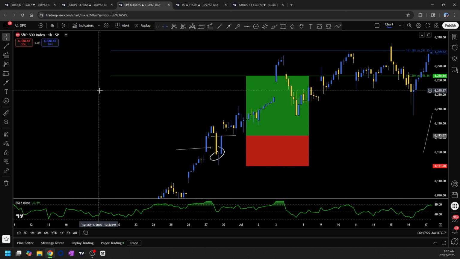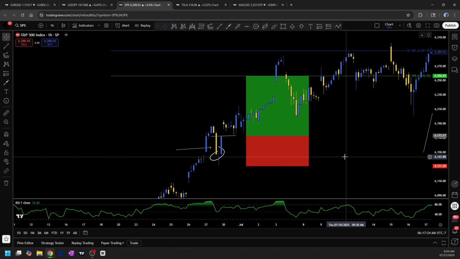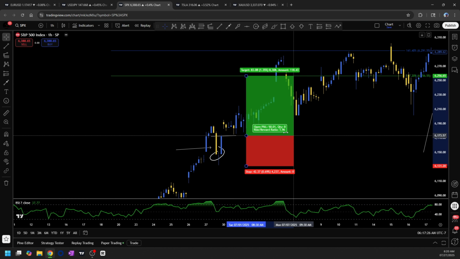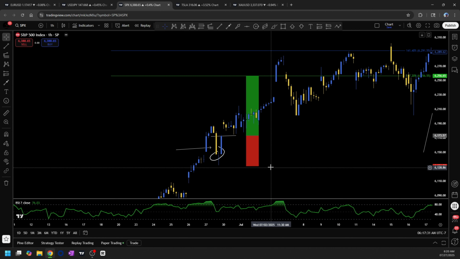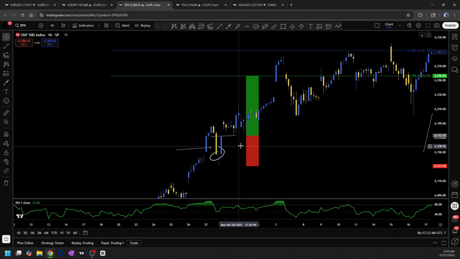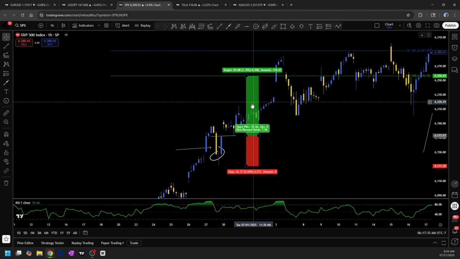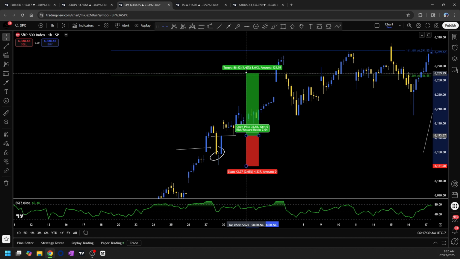Now notice on these, of course, yes, I am showing you winners. I need to do a video on when this thing fails, which I've only seen it fail a couple of times. But stops right up under the wick and targeting the 127, this one right here is 1.96, almost a 2-to-1.